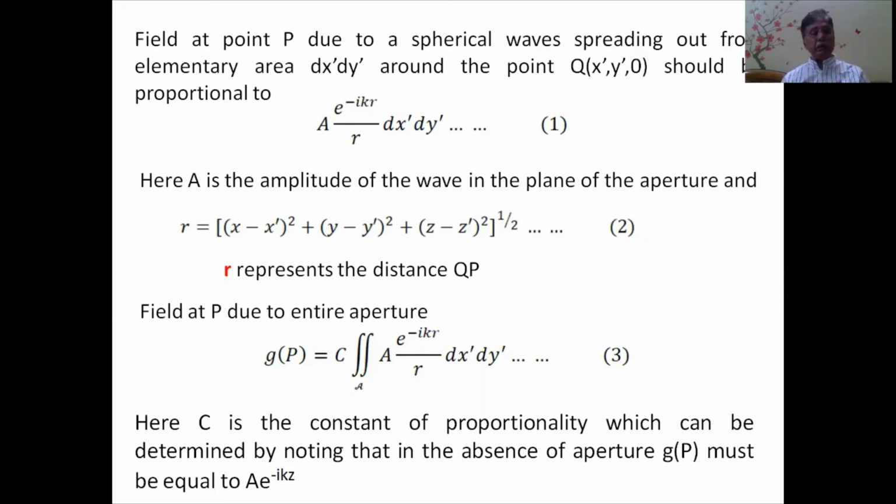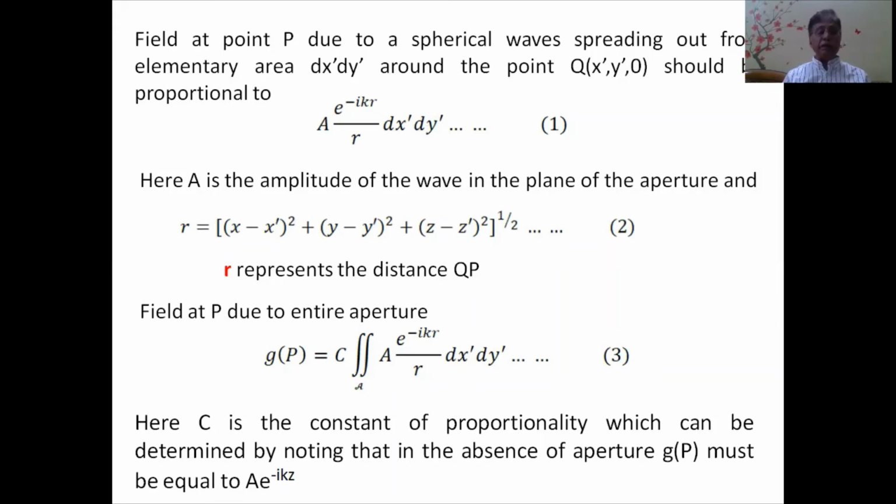So the field at point P due to the entire aperture: if we divide the whole aperture into elementary areas like dx dash dy dash, and this is the field because of one such elementary area, then the field because of all the elementary areas that the aperture constitutes will be given by the sum of the contributions of all such elementary areas. That is, of course, by integration.